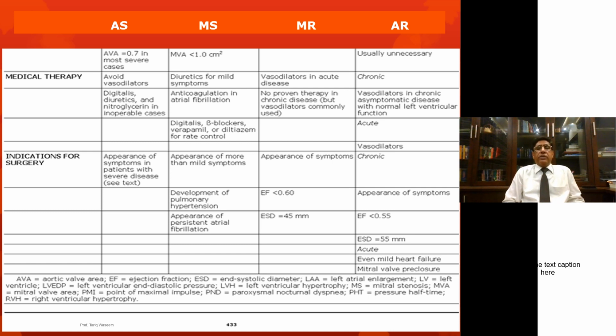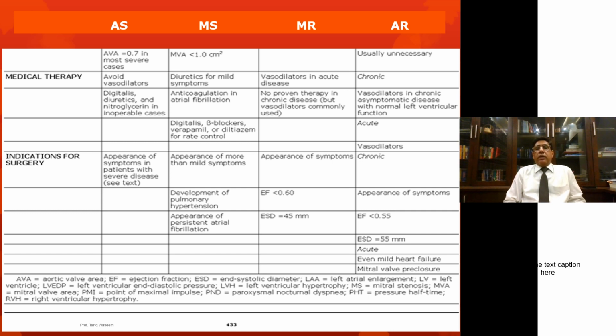In mitral stenosis, again, when symptoms are more severe, when they develop pulmonary hypertension, and of course, when atrial fibrillation develops, it means that the disease is severe and would need surgical intervention in the form of either replacement or repair or maybe balloon valvuloplasty.